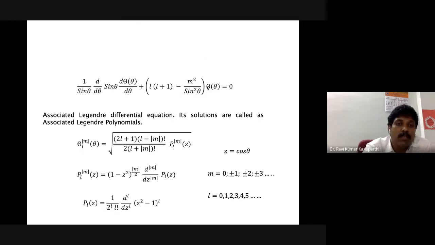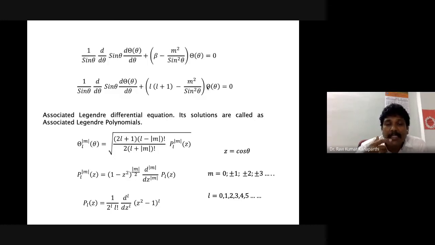That is nothing but 1 over sine theta d by d theta of sine theta d theta by d theta, plus beta minus m squared. That was the case. The original expression, if you recall, will have a beta over here, and we found that it has to be L into L plus 1. So we have to substitute that and we will get this differential equation.